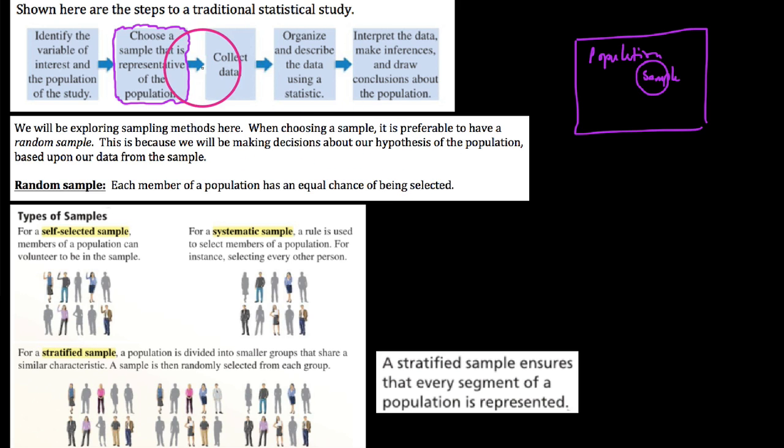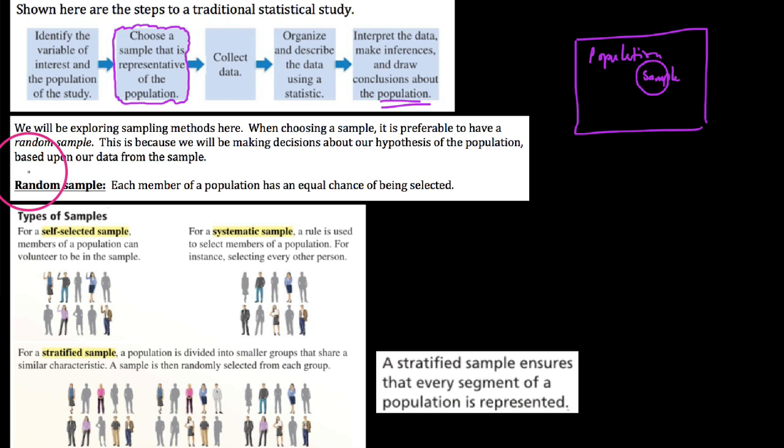So what we're going to be doing next is collecting our data and then organizing that data to describe it using statistics like mean, median, mode, standard deviation. But then from that data, we can interpret it, make inferences, and draw conclusions about, you guessed it, the population. So this is all about choosing a group of people to really represent the population very well. And what we're going to focus on is how we accurately select a random sample.